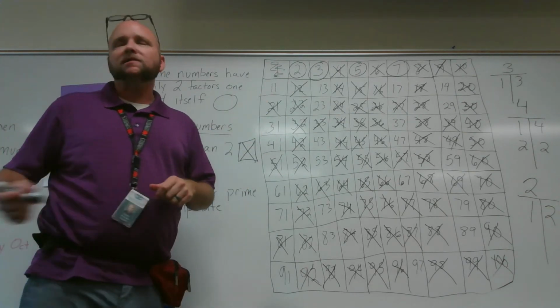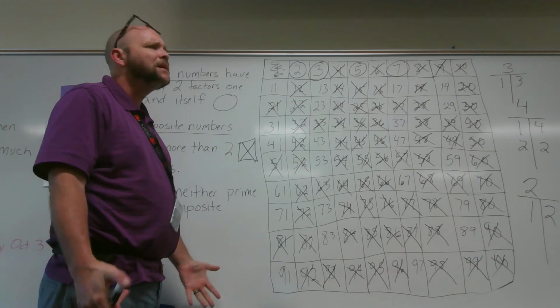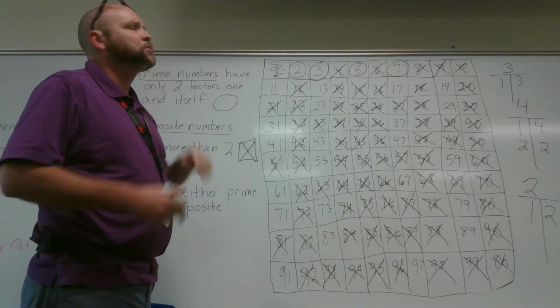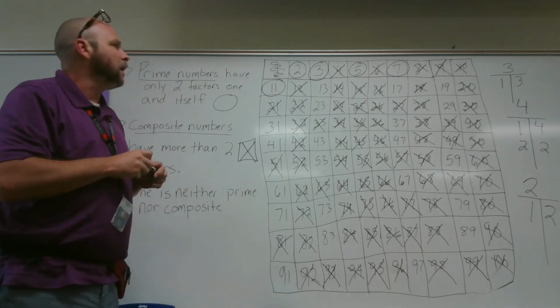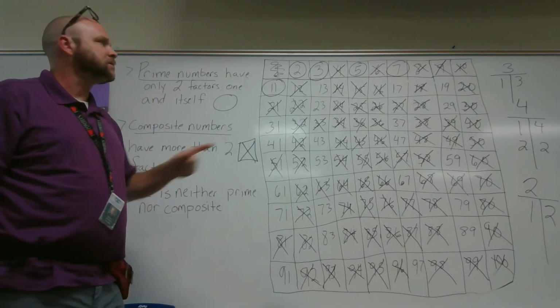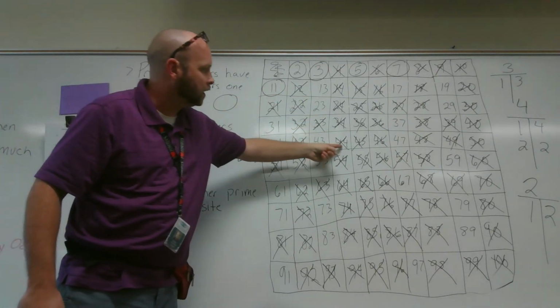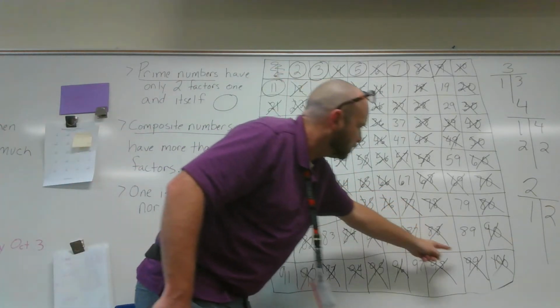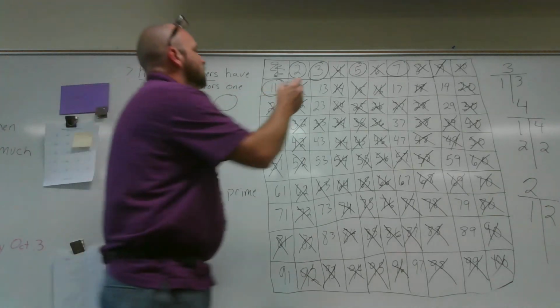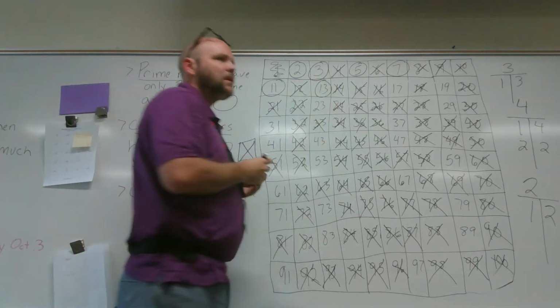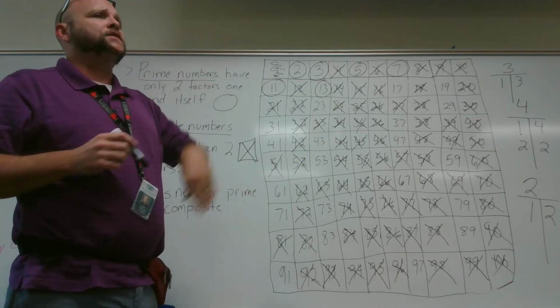All right, our next prime number is 11. Now I make sure all my multiples of 11 are crossed off. And if you look, it's a nice, perfect diagonal. And they're already crossed off. Yes. Next prime number is 13. And I need every 13th number crossed off.